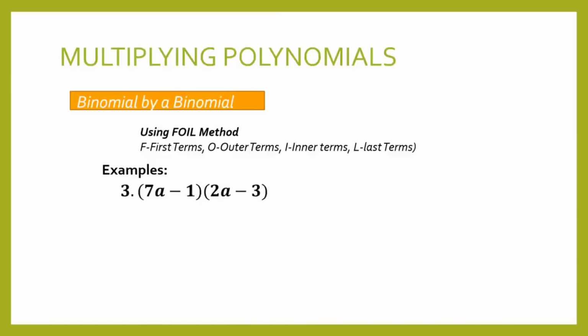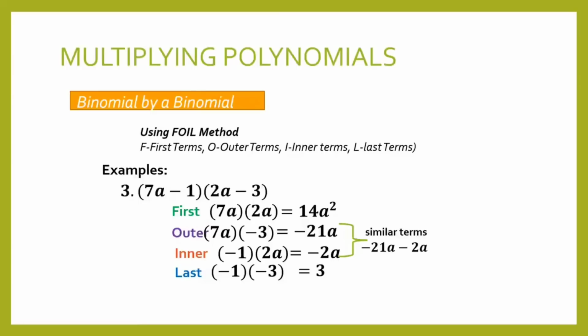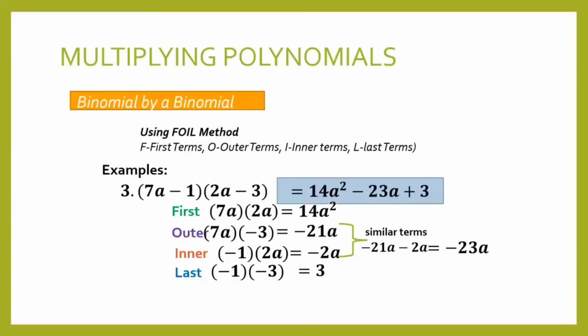And here is our third example. We multiply 7a minus 1 times 2a minus 3. Again, we list down our first, outer, inner, and last terms. Then we multiply, and those are the results. After that, we combine like or similar terms. We have negative 21a minus 2a, and that is equal to negative 23a. So for our final answer, we have 14a squared minus 23a plus 3.